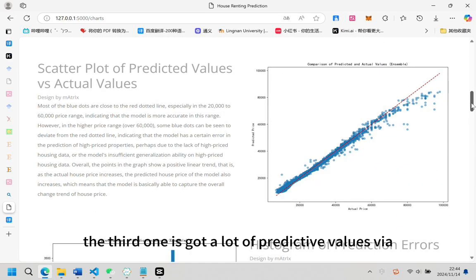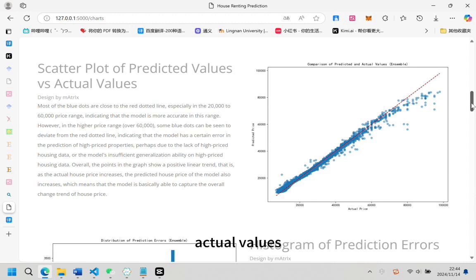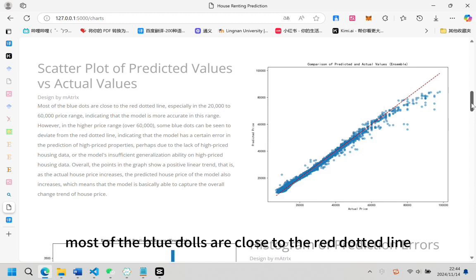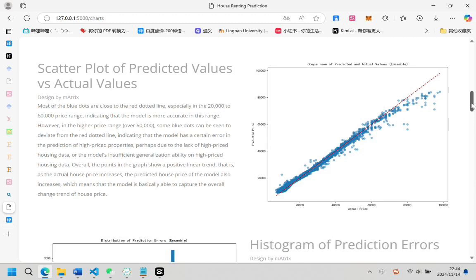The third one is scatter plot of predicted values vs actual values. Most of the blue dots are close to the red dotted line, especially in the 20,000 to 60,000 price range, indicating that the model is more accurate in this range.